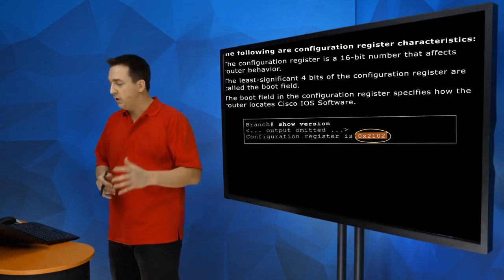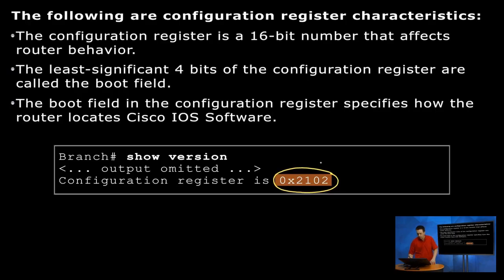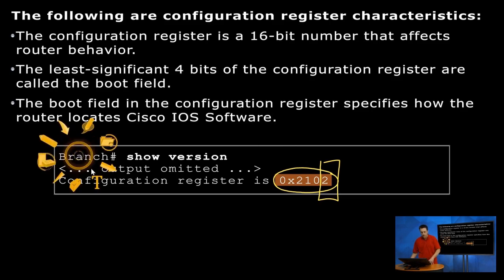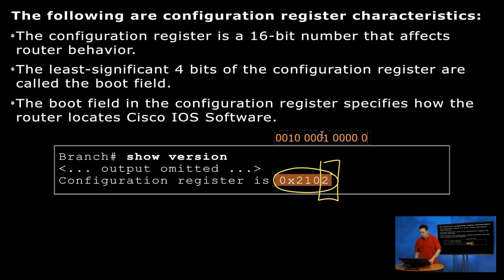But what I want to focus on right now is the boot field. The boot field is the very last hexadecimal character that we see here, and it is made up of 4 binary bits. So let's convert this right now into binary so we can get a better idea of what is happening. So we have 0010, 0001, 0000, and then 0010.